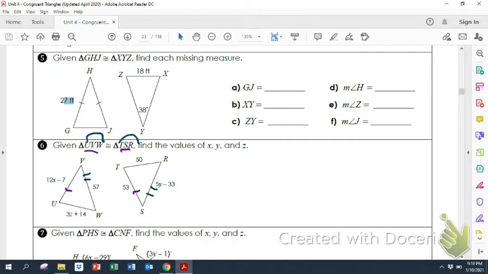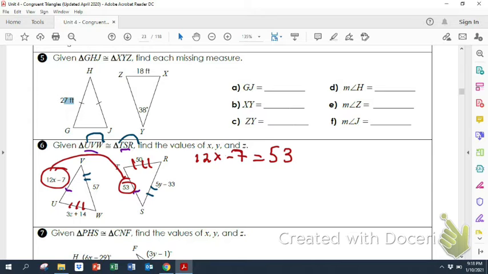Let's get a different color for that one. And let's give that 3 tick marks. So for this problem, we're just looking at the sides. So let's go ahead and set this up. If we need to know what x is, we know that x is for UV. If we take 12x minus 7, we know that that equals 53. 12x minus 7 is equal to 53.